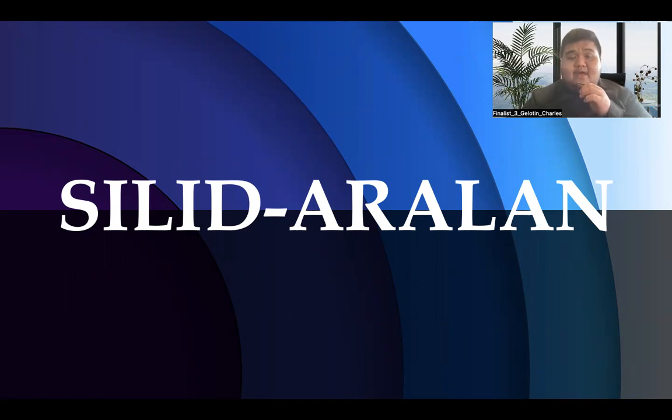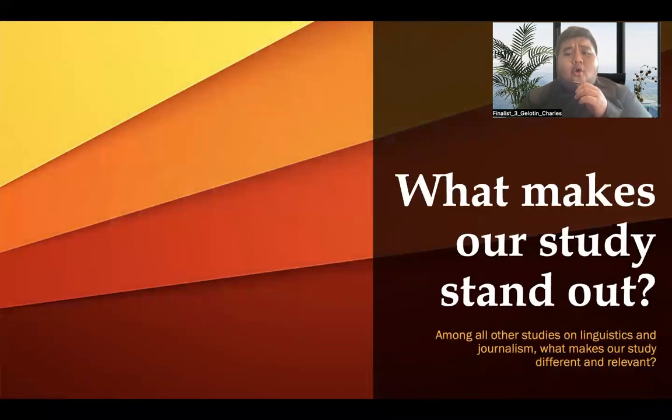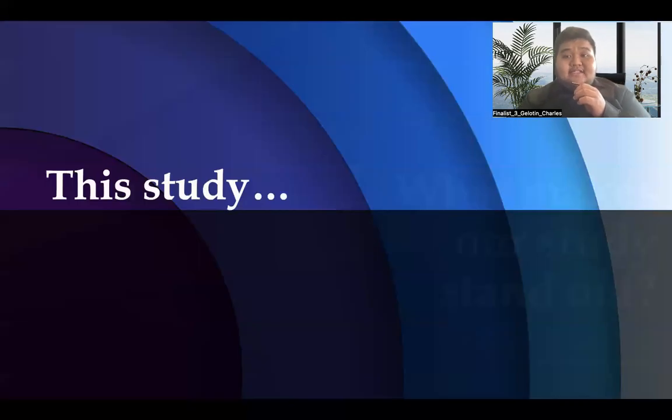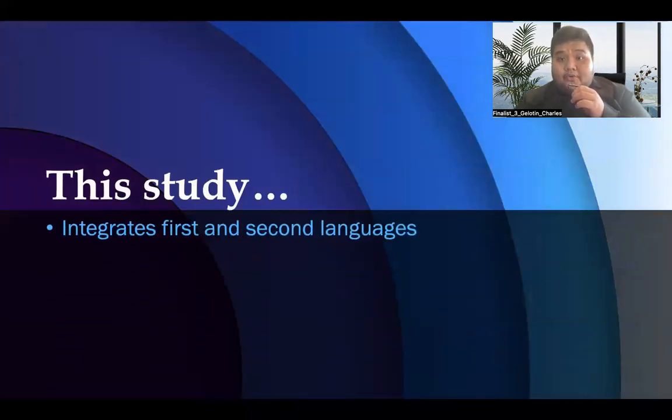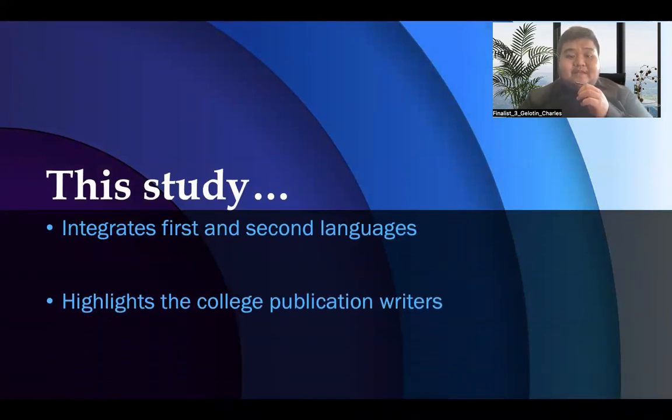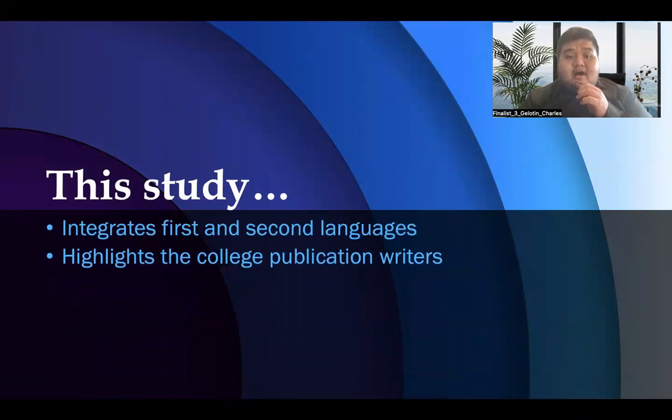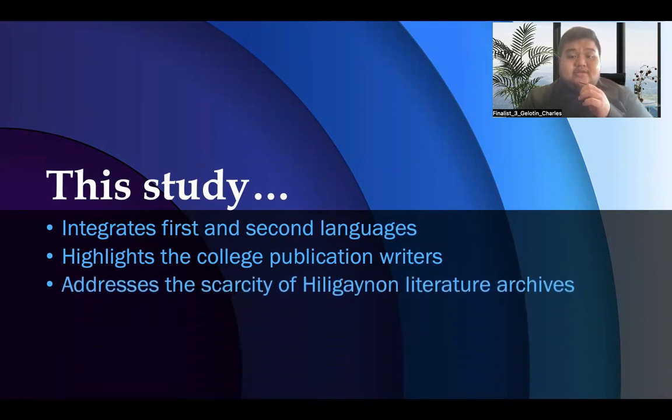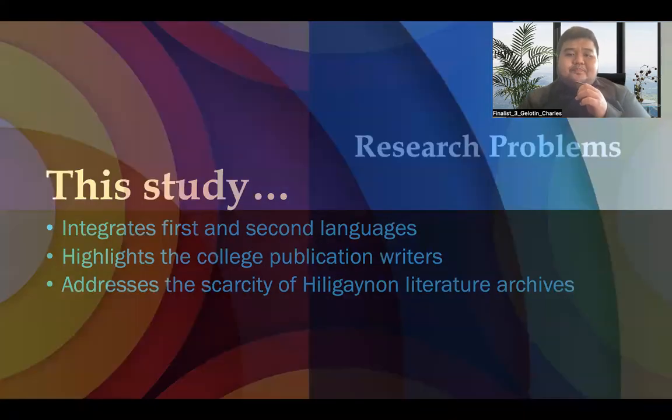What I just cited, ladies and gentlemen, is the very thing that motivated us to conduct our research study. A lot of research studies pertaining to language proficiency is available in the academy. But what makes our study stand out? Well, this study integrates both the first and second languages of our respondents. Second, we focus on a more specific demographics, the college publication writers. And third, we seek to address the scarcity of Hiligaynon literature archives.